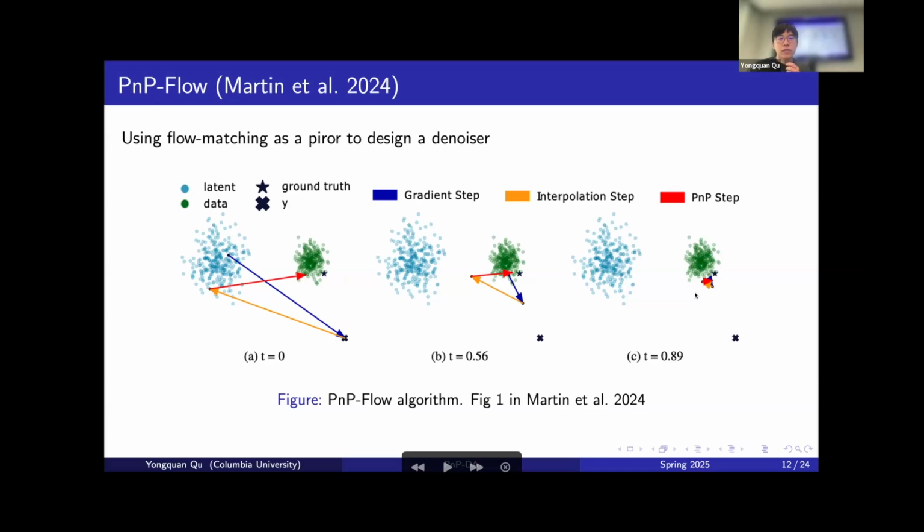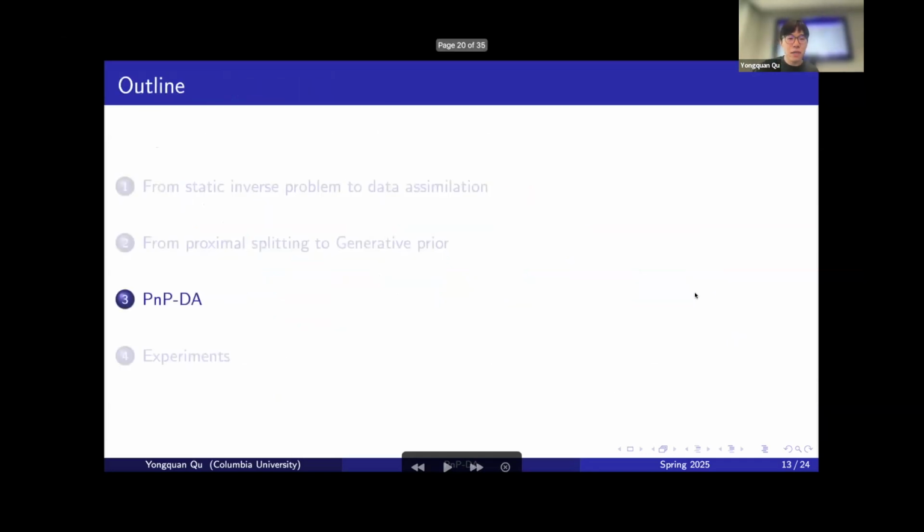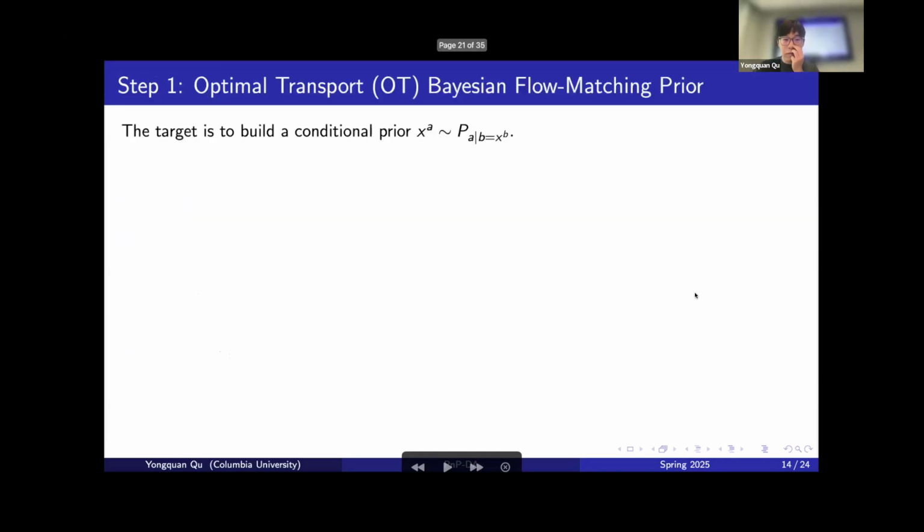So here they use this prior, which is an unconditional prior, and we want to make it conditional, since we have a huge amount of historical reanalysis and background data. And with data assimilation, we do want to incorporate background to make the whole thing more flow dependent. So here we introduce our algorithm.